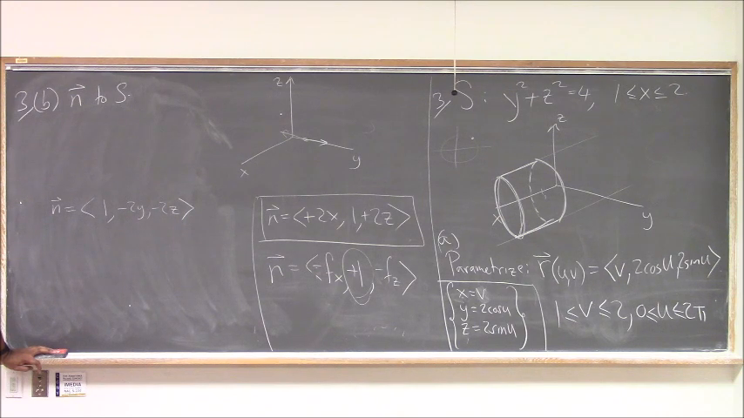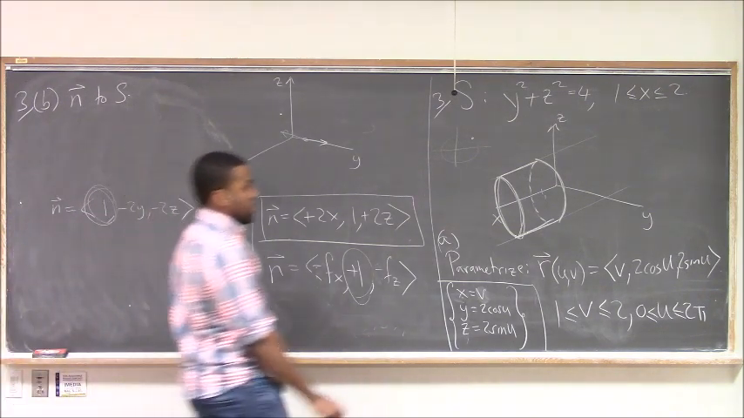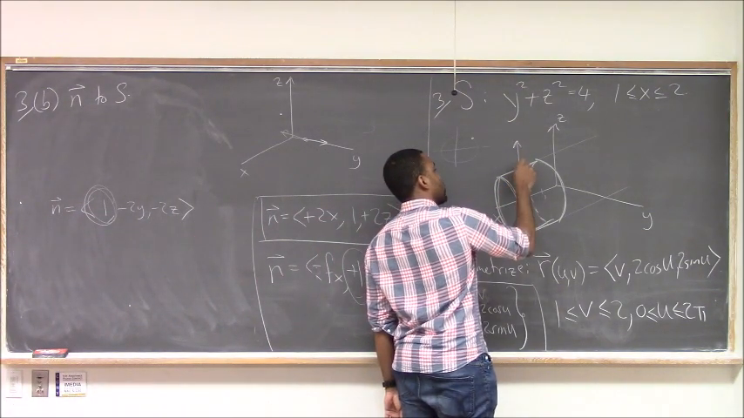X is not 1. The 1 is a dead giveaway that that cannot possibly be the answer. Why? Because it's supposed to be perpendicular to this surface, which means your normal vector is going to point straight up.